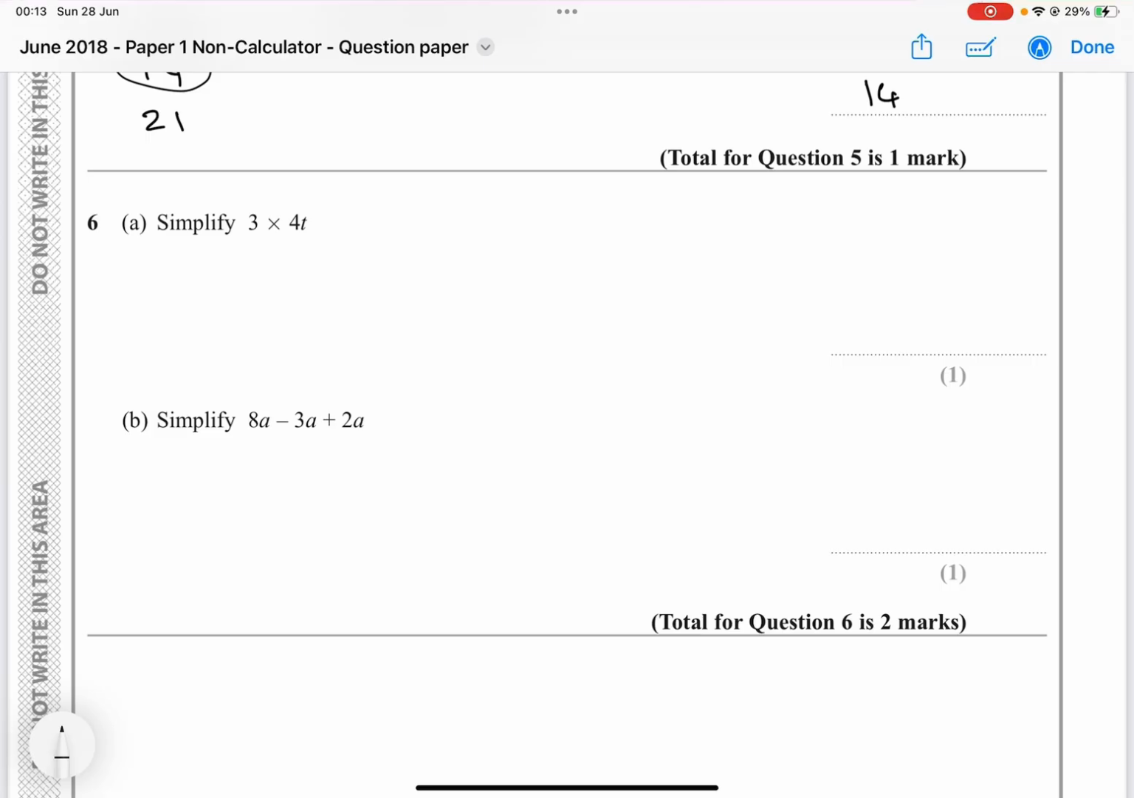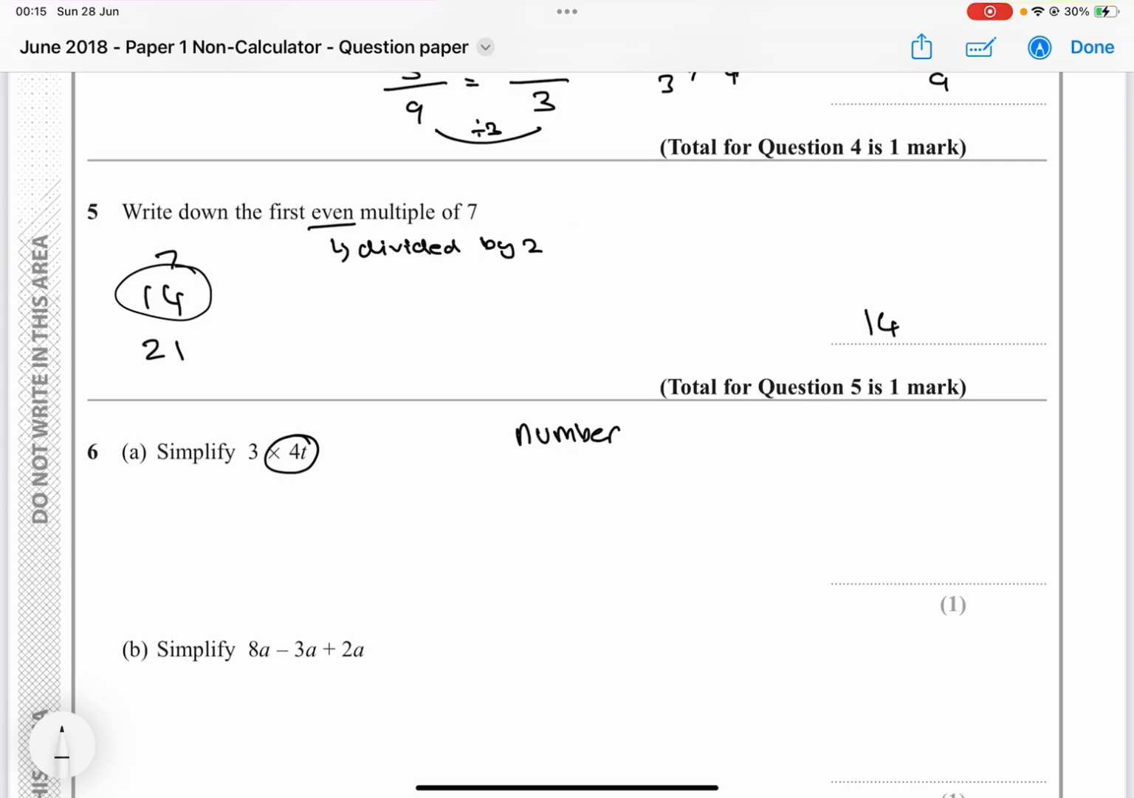Question 6. Simplify 3 times 4t. Now, what I've seen with a lot of my students is that when it comes to 4t, they get quite shook. They don't really know what 4t means. When it comes to algebra, when you have a number and a letter together, they are basically just multiplying each other, all right? But in algebra, we do not need to write the multiplication symbol between the number and the letter, all right? So you can just write it next to each other.